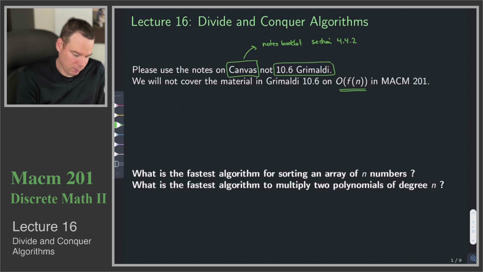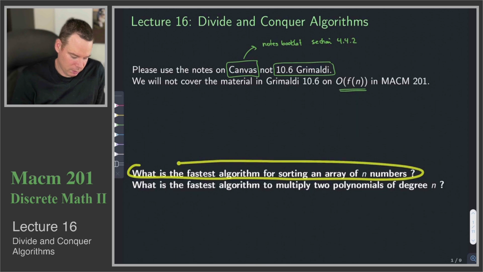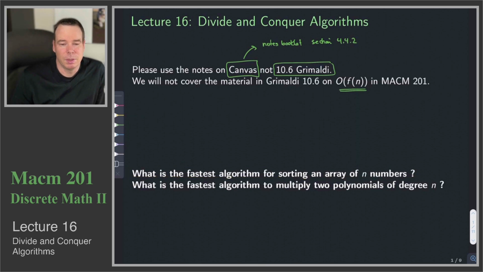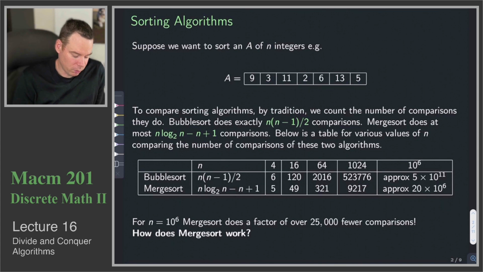So here's our fundamental question we're interested in to start with. What is the fastest algorithm for sorting an array of n numbers? We've already looked at one algorithm for sorting an array. That's the bubble sort algorithm. And in exercises, we've also looked at another one called the selection sort algorithm. So we've seen two algorithms for sorting an array. We're now going to introduce another sorting algorithm called the merge sort algorithm.